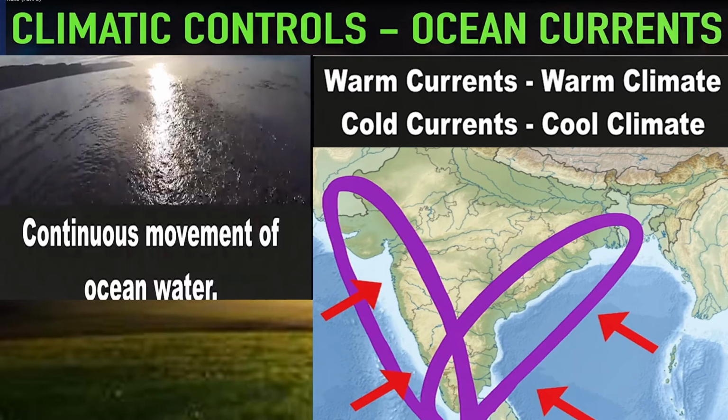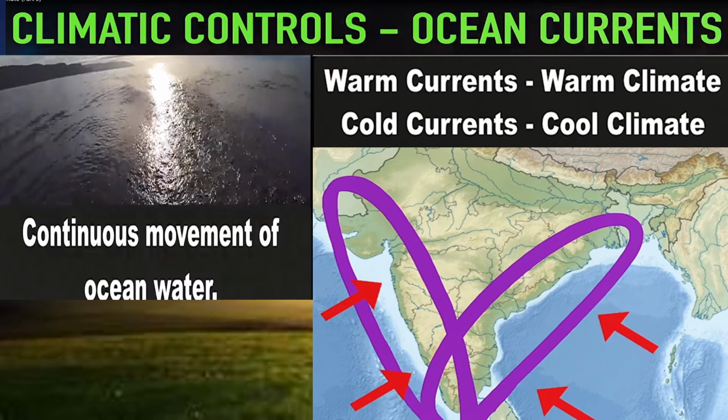Another important factor that controls climate is the circulation of water and air. The air in the atmosphere and water in the ocean are in constant motion, distributing heat around the world in a regular pattern. There are two types of ocean currents: warm current and cold current.